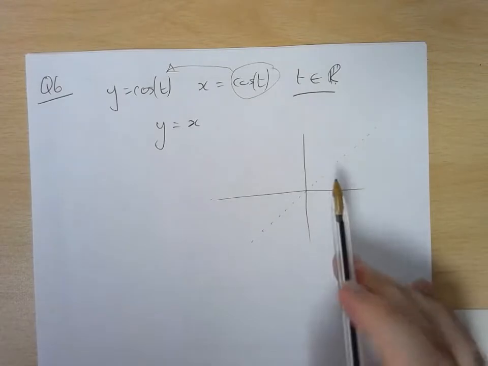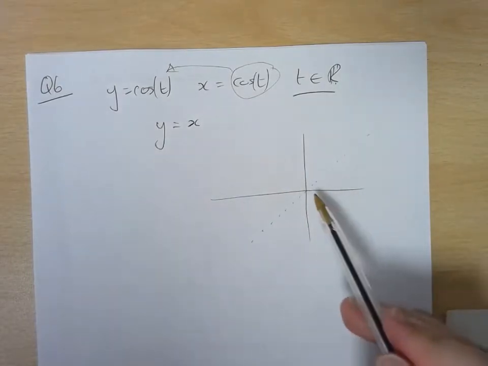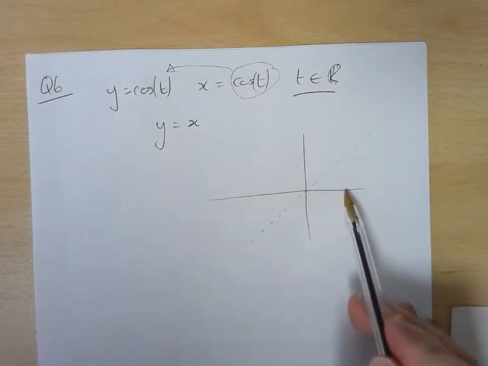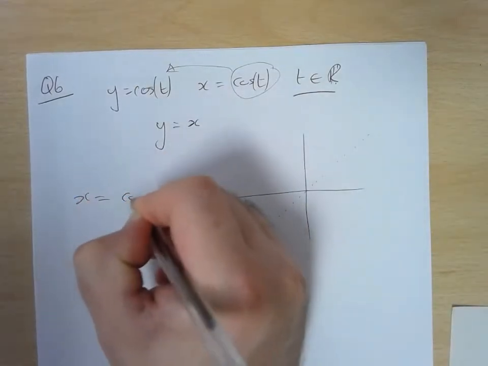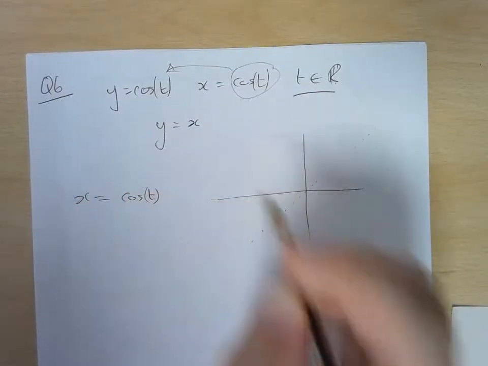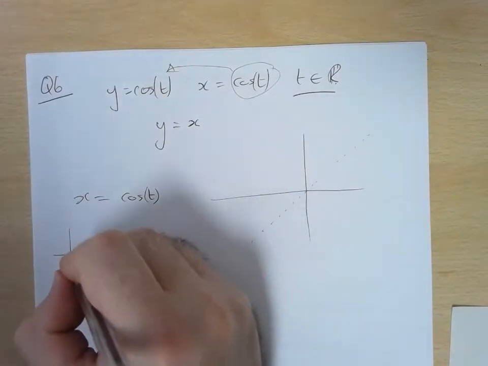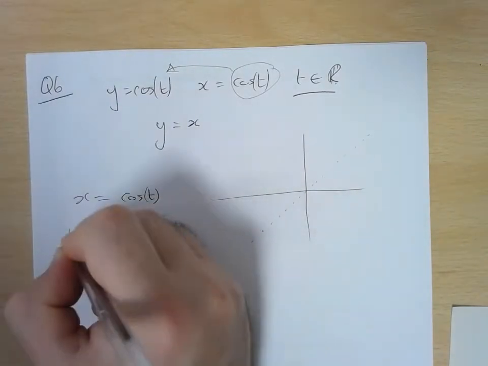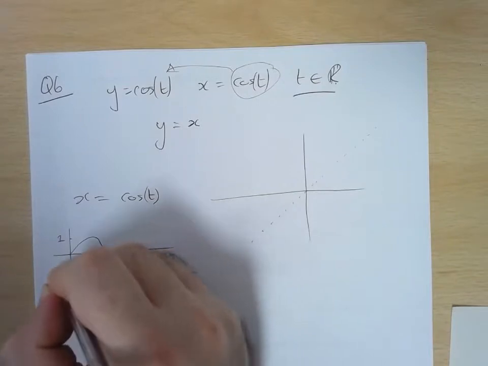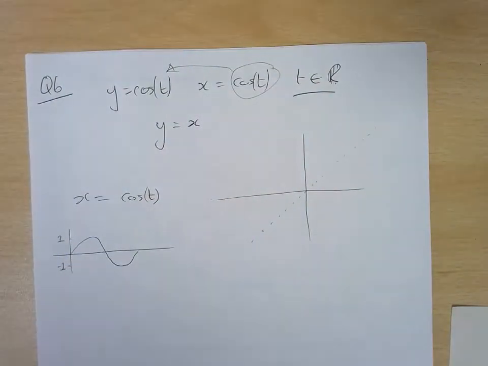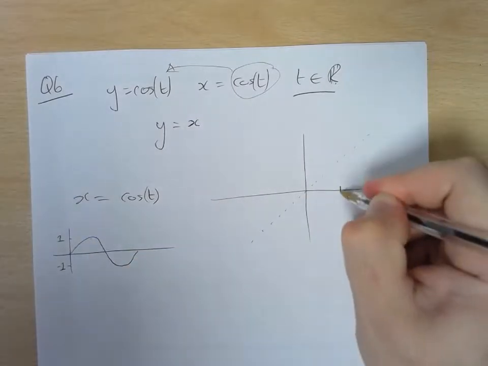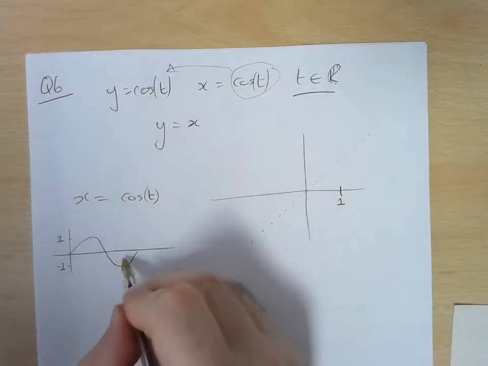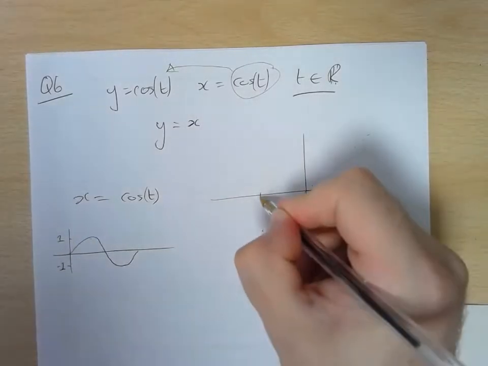So what we need to do is decide if we can have any of these values on here. Let's look at the x values we can produce. If we look at x, we get x is cos t. If we think about a cos t graph, or any cos graph, it goes up to 1 and it goes down to minus 1. So actually the biggest x can ever become is 1, and the smallest x can ever become is minus 1.